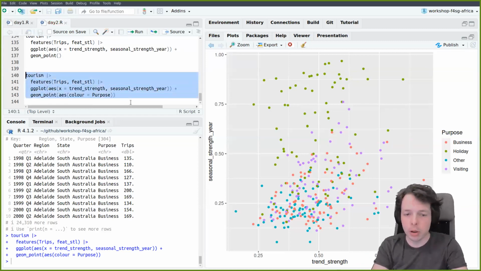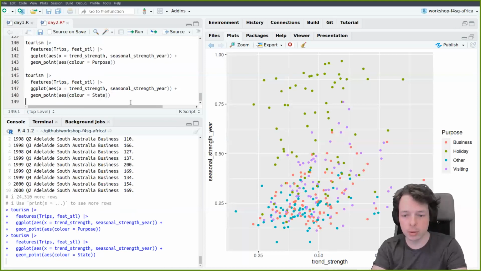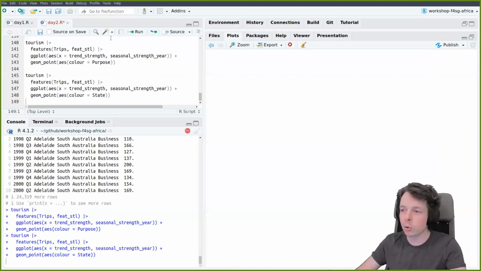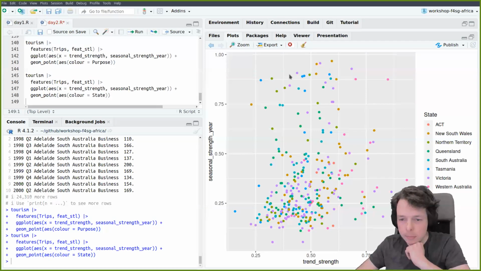Okay, we could also try plotting this by state. So if I color it by state, we'll see if there's any differences in how seasonal Queensland is compared to Victoria, maybe, the different states of Australia. There's of course more states to look at now. We've got 8 different colors to look at, so it's a bit tricky to see. I'm seeing some purple points, some green points up here. That's Victoria and Northern Territory. Perhaps a bit more seasonal, but it's all over the place. It's hard to see what's going on here.